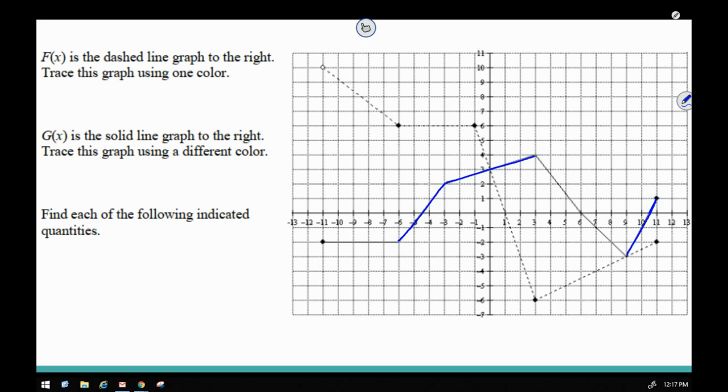So I would say from -6 to 3 and from 9 to 11. Am I going to include the endpoints? No. Not for increasing and decreasing. I'm going to say -6 up to 3, for the union, this is number 1, by the way, and 9 to 11.